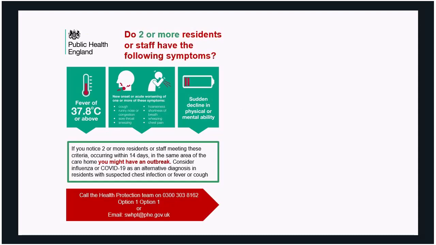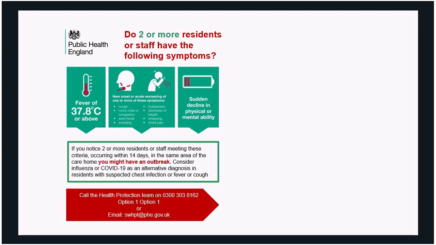So this poster has been emailed to you, and we recommend that this is displayed, for example, in the staff office or staff areas. So if you notice 2 or more residents meeting the criteria for it being a possible case of COVID-19, then you might have an outbreak. And we talked about these symptoms a bit more in the first video.